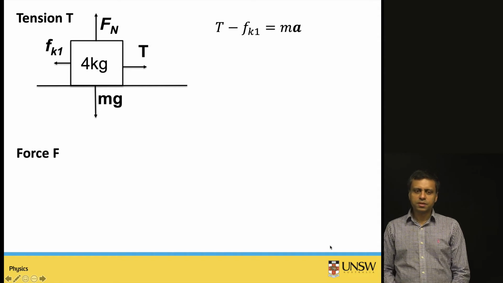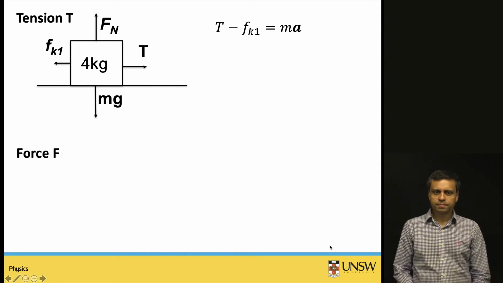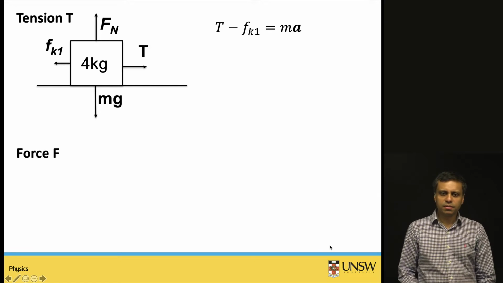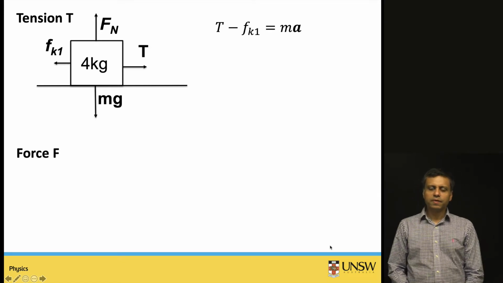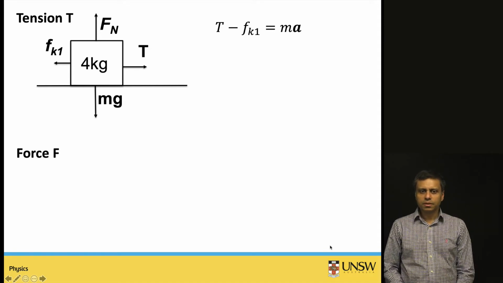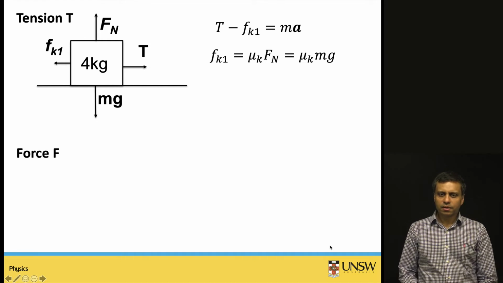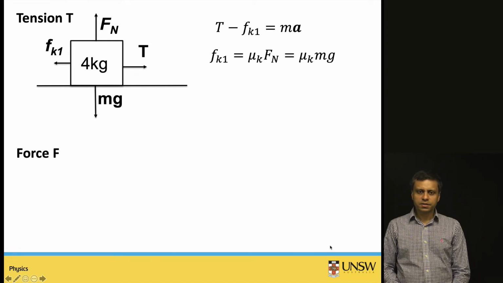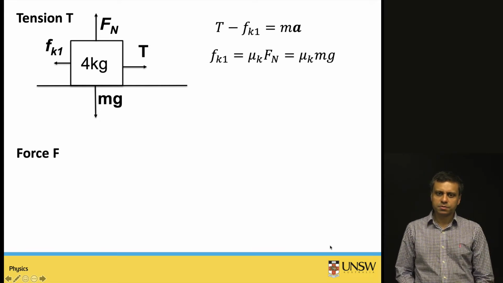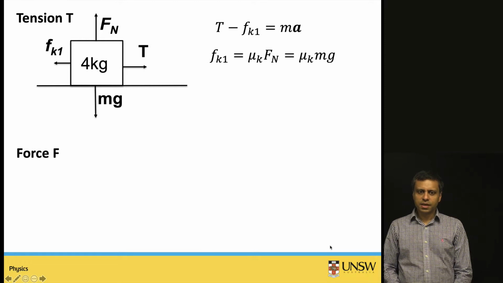Now we can use Newton's second law along each of the axes. For the horizontal axis, we have T minus Fk1 equals ma. a is given. We know the mass of the block also. We need to find T. The problem tells us to find T, but we don't know the frictional force Fk1. But we have enough information to find it. The force due to kinetic friction is equal to the coefficient of kinetic friction times the normal force. So it is mu k times Fn.